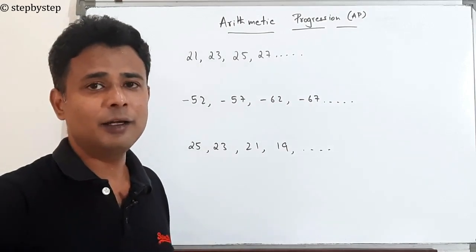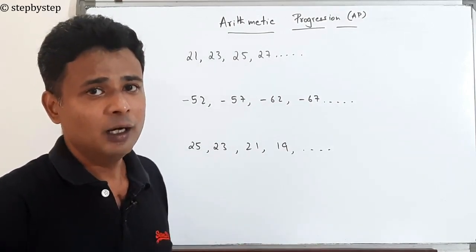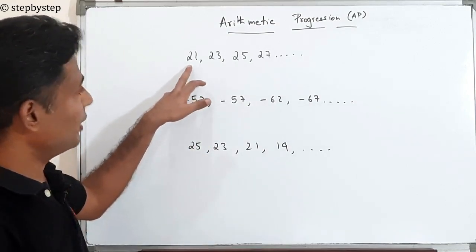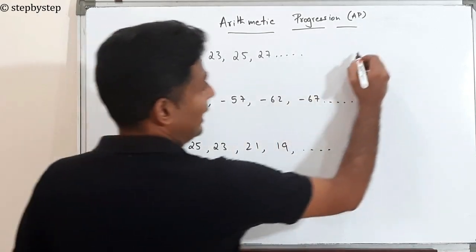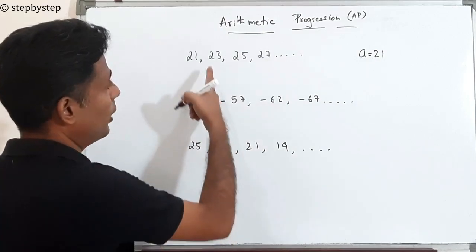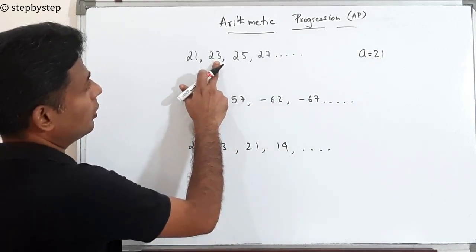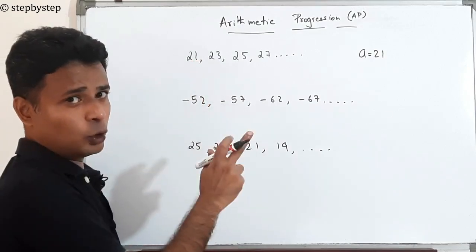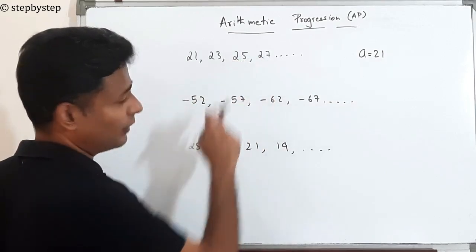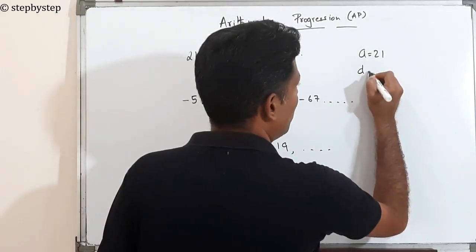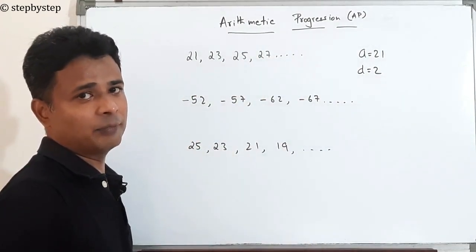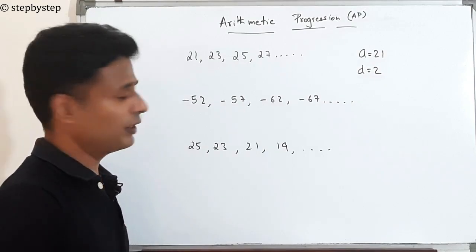Now let us consider these three APs. Let's see if you can find whatever terms you can notice from these APs. So the first term is 21, which means A for this AP is 21. What is the common difference? 23 minus 21, 2. 25 minus 23, 2. 27 minus 25, 2. So the common difference is 2. It is increasing by 2 every time. That is called the common difference.